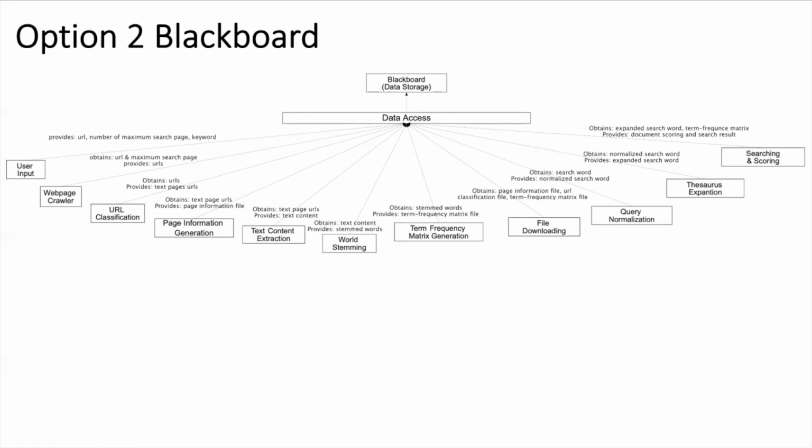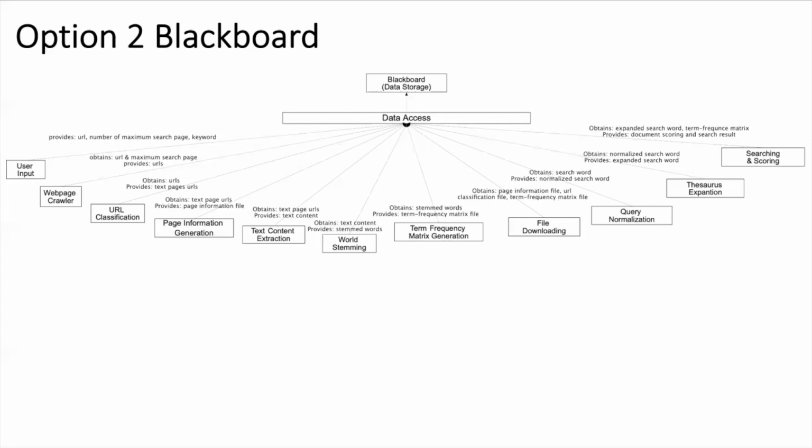The user input component provides the URL, the maximum number of search pages, and the search sequence to the Blackboard. Then the web page crawler obtains the URL and maximum number of search pages and provides a set of URLs of all the search pages to the Blackboard. The URL classification component gets the set of URLs and returns the URLs of text pages.